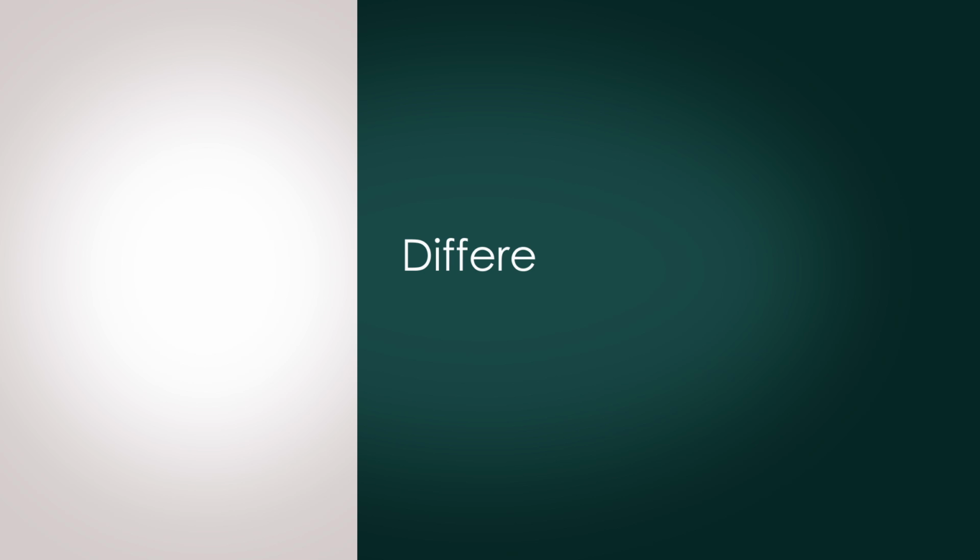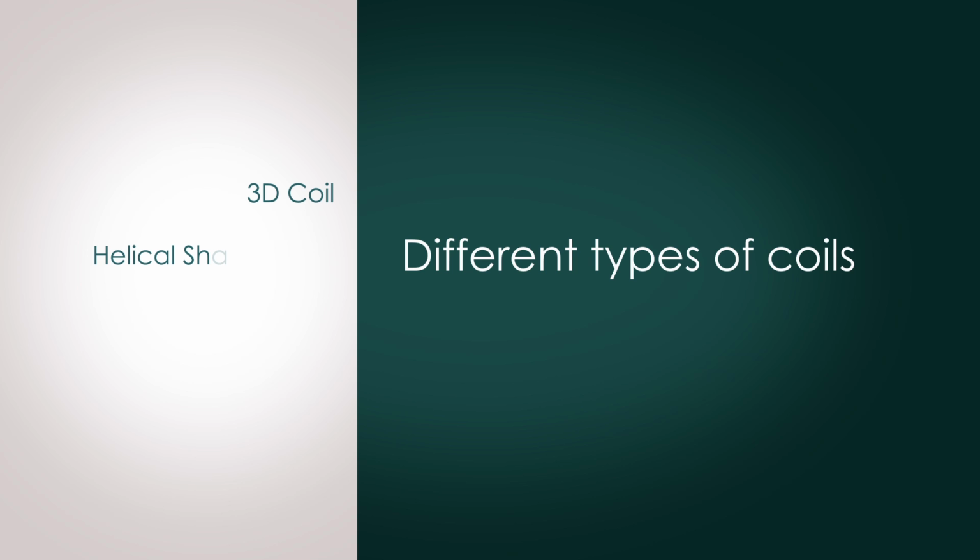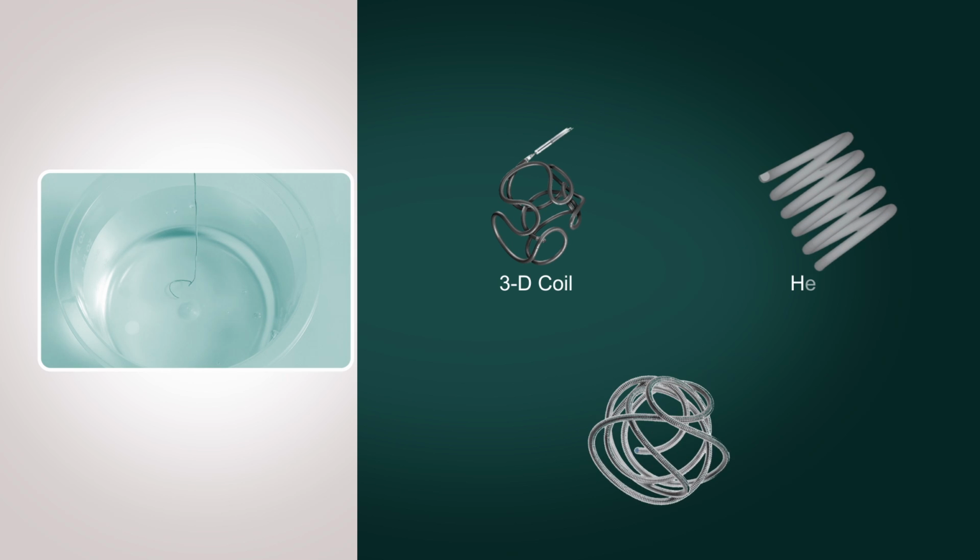There are different sizes and softness of these coils, and different configurations, like 3D coil, helical or complex shape, to accommodate the various shapes of aneurysms. The first coil is often a 3D shape or complex shape coil that forms a basket inside the aneurysmal sac. Thereafter, smaller coils are placed inside the basket, similar to the Russian doll technique.